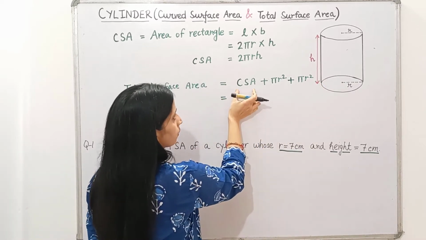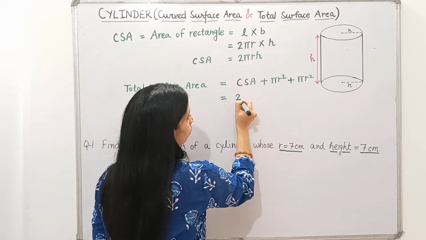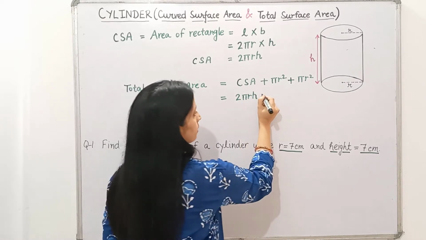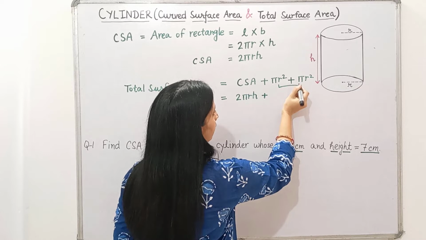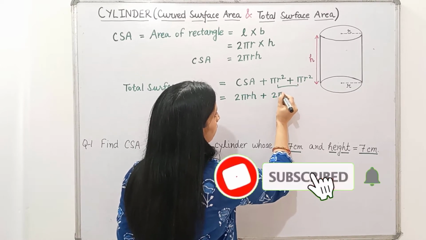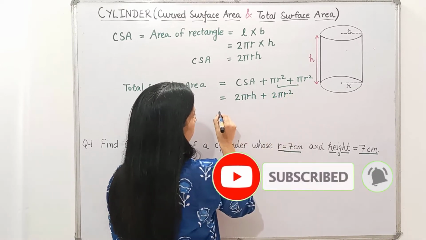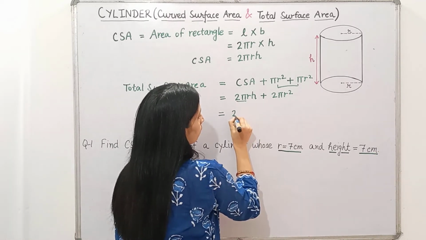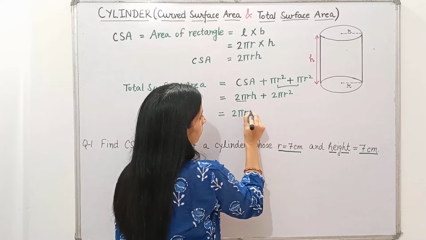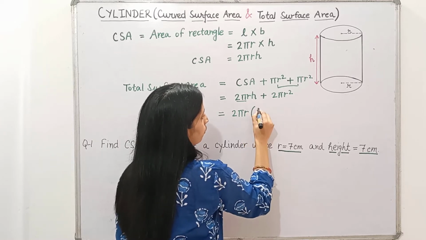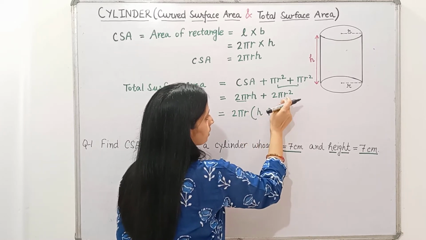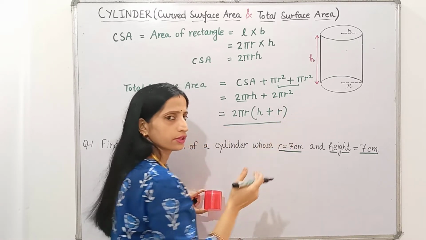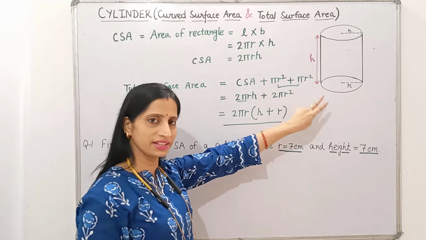Now what is curved surface area? It was 2 pi r h plus, when we add these two, we get 2 pi r square. Now from these two we will take 2 pi r common. 2 pi r we will write outside the bracket, and inside we are left with h plus r, and then the unit square meter or square centimeter, whatever is given.